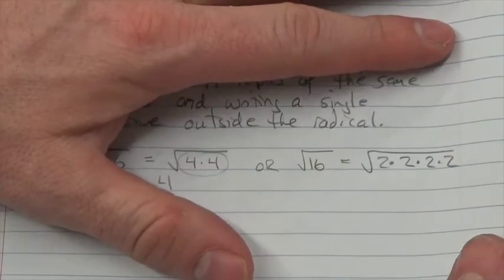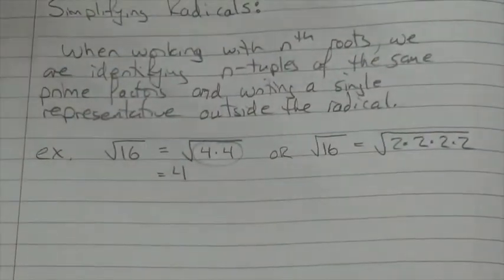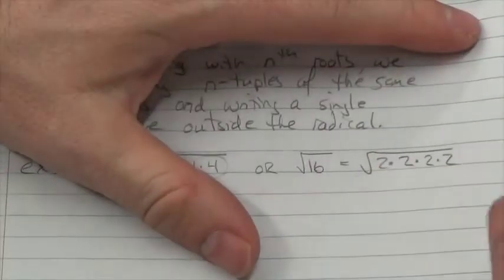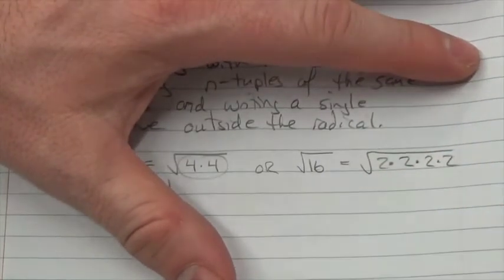Now I could have written that differently. I could have written that as 2 to the 4. And we might actually talk about that a little bit later. But for right now, if all we're trying to do is get a good handle on what it means to simplify a radical, write them all out like that.